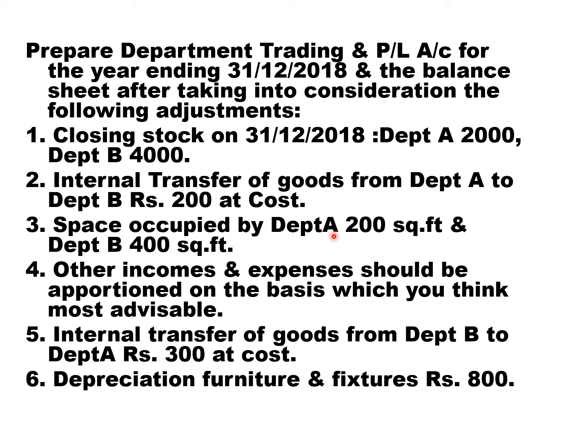Space occupied by Department A 200 square feet and Department B 400 square feet. So if you simplify the ratio, you get 1:2. 2 ones are 2, 2 twos are 4. Students, this space occupied ratio 1:2 will come in distributing the rent. The rent and taxes should be distributed in space occupied ratio 1:2.